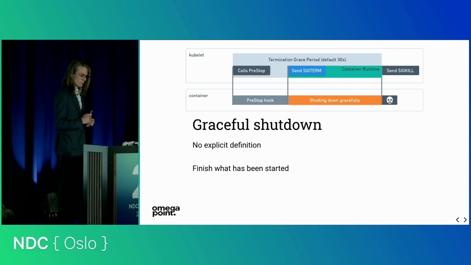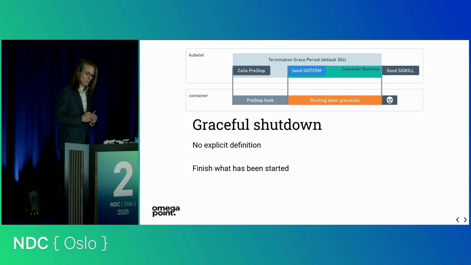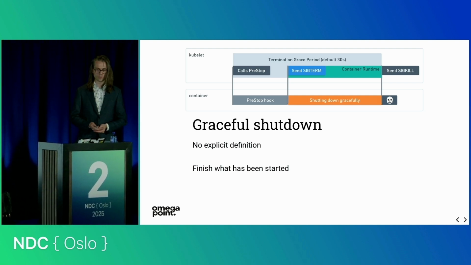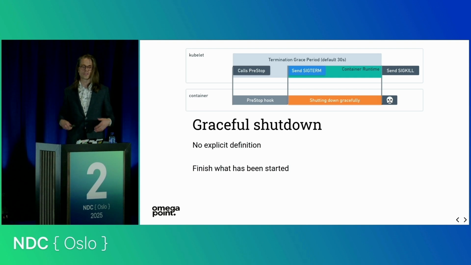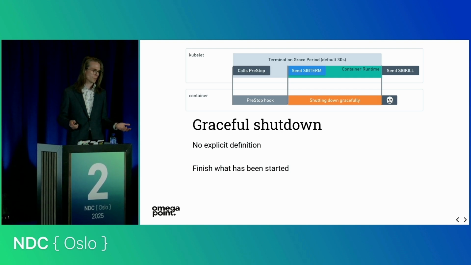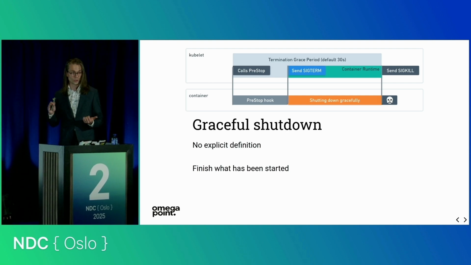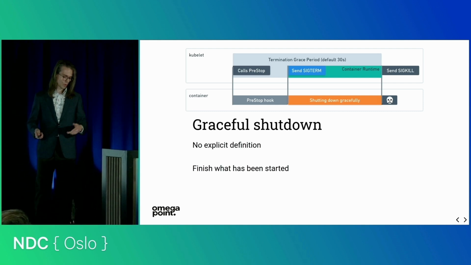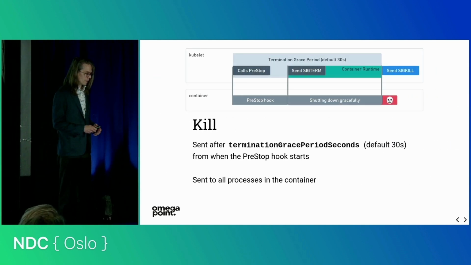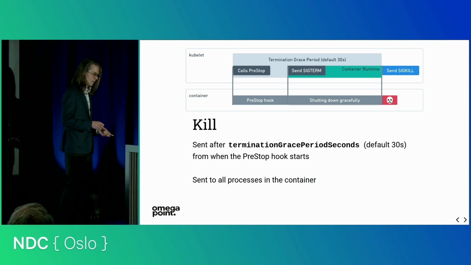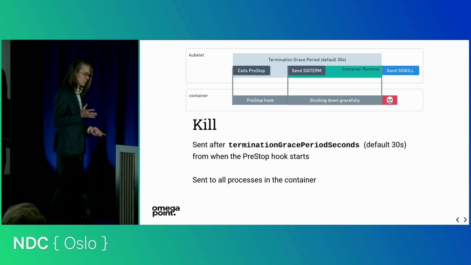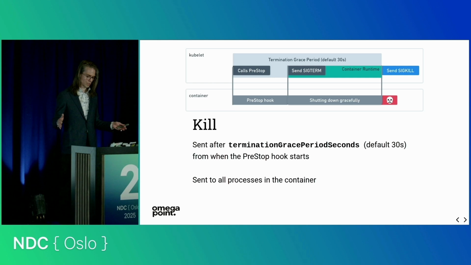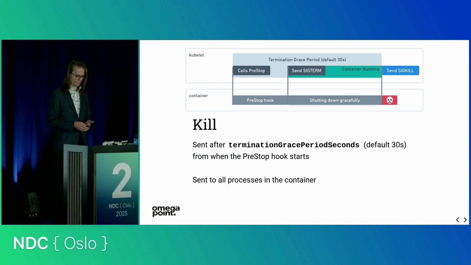Then we have the graceful shutdown period, which I couldn't really find an explicit definition of, but it's something that I've heard of for years, and we have this general notion that this is where you finish what you've started, but don't take on any new work. You just want to finish in-flight requests, usually for web services. And then we have the SIGKILL, which is sent by the CRI or container runtime after the grace period is completed, and sent to all processes in the container.